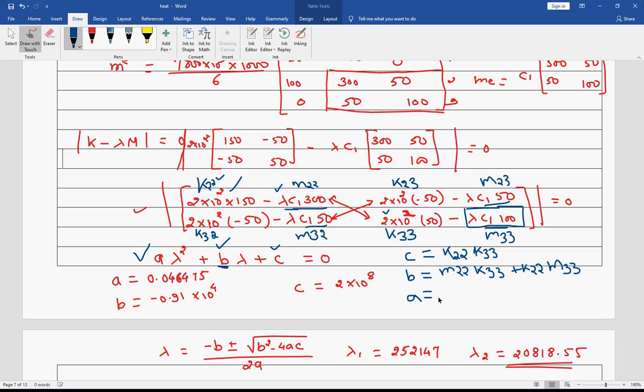So A equal to M22 into M33. So this is the factor which gives the value of A. Just let me know whether you have understood A, B, C. You can just type in if you have understood A, B, C.